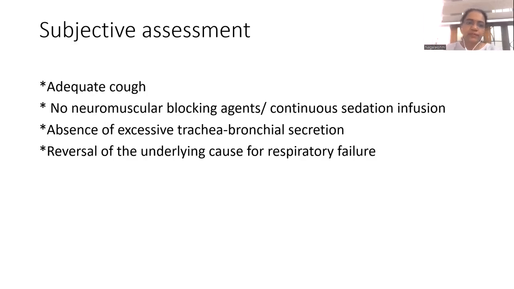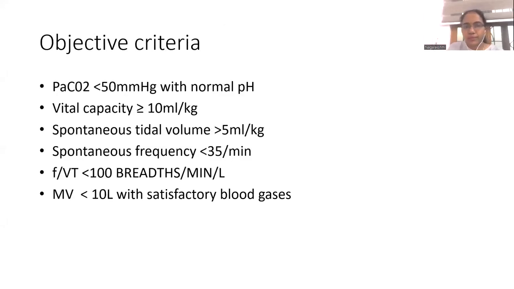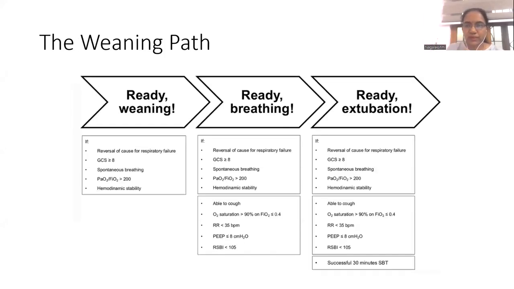So subjective assessment: if the patient has an adequate cough, there are no neuromuscular blocking agents, absence of excessive tracheobronchial secretions, and reversal of the underlying cause. So objective criteria is PaCO2 of less than 50 millimeters of mercury with normal pH. The vital capacity is more than 10 ml per kg, a spontaneous tidal volume of more than 5 ml per kg, and a patient can generate a respiratory rate of less than 35 per minute, and f/VT is less than 100 breaths per minute per liter, and minute ventilation is less than 10 liters with satisfactory blood gases.